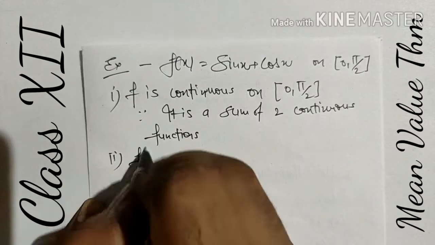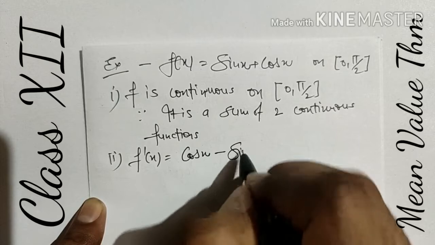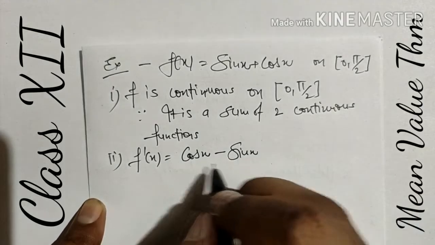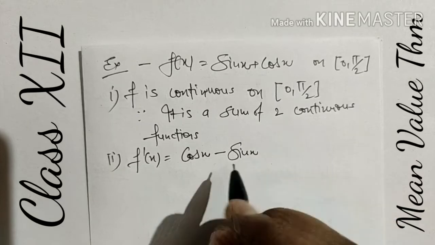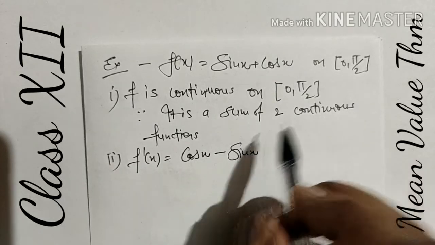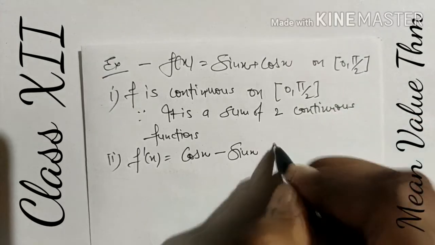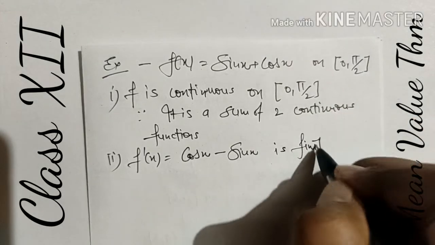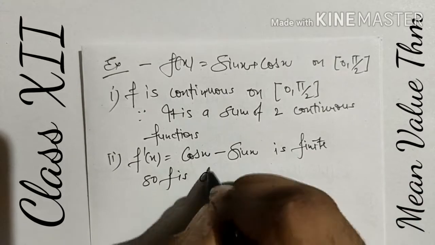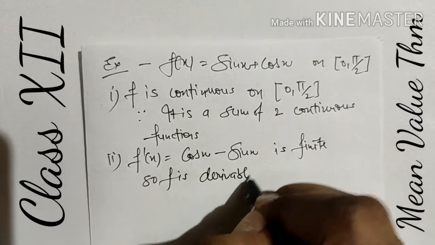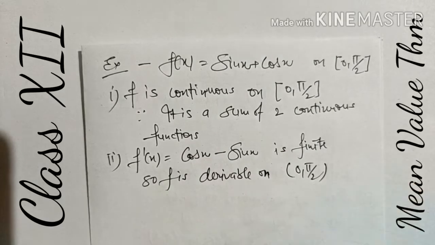Second condition, we have to take derivative. Derivative of sin theta is cos theta and derivative of cos theta is minus sin theta. It is also difference of two trigonometric function which have the values from 0 to 1 on interval 0 to 90, means first quadrant. It is also finite. So f is derivable on open interval 0 to pi by 2.